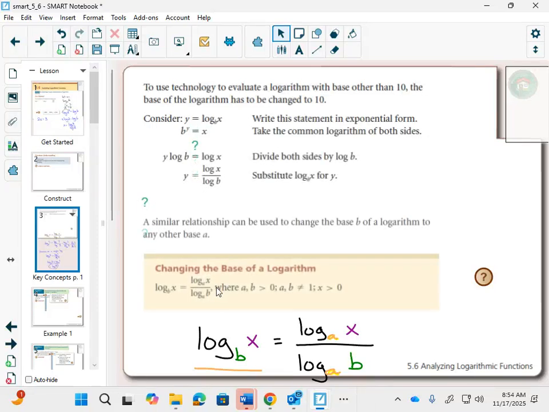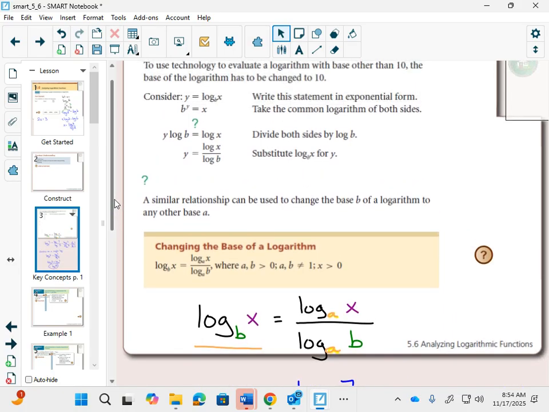This formula, the change of base theorem, is not on your formula sheet. I do have it up on the wall over there. It says that if you have any log base b of x, you can change it to any log you want. And underneath, I've color-coded it for a very important reason.